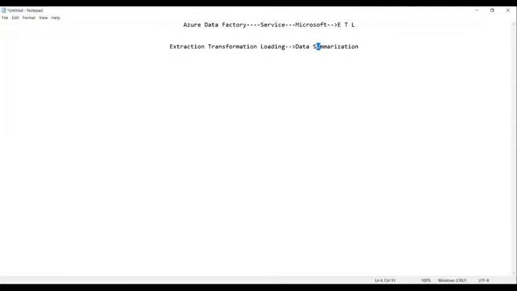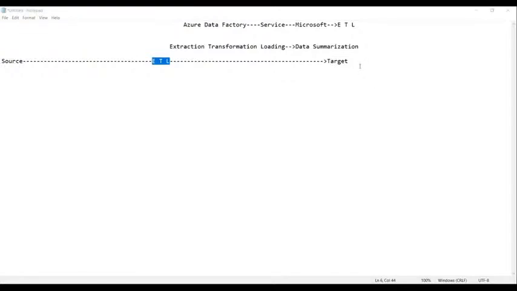Now, for this process of ETL, we require two things: a source and a target. Between the source and the target, we apply ETL, that is nothing but extraction, transformation, and loading.